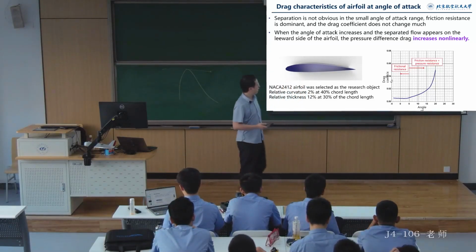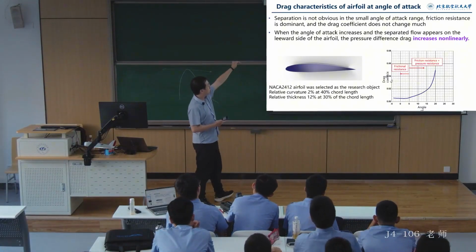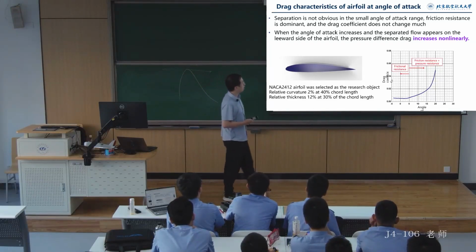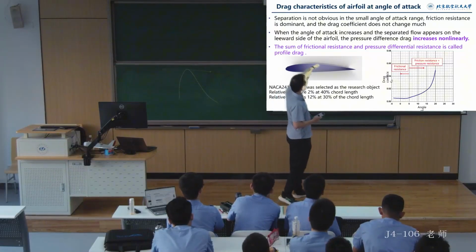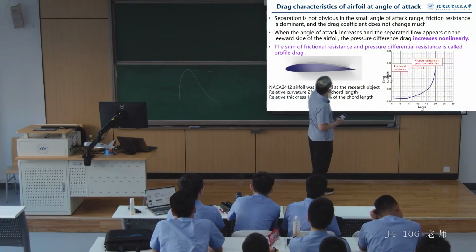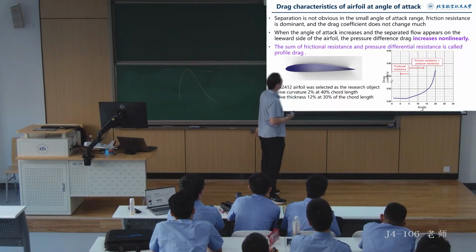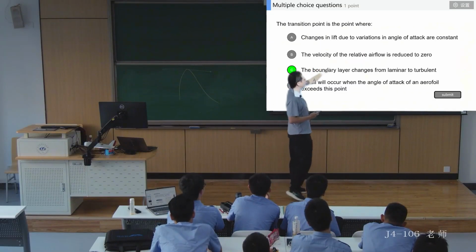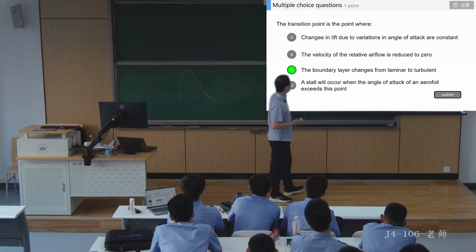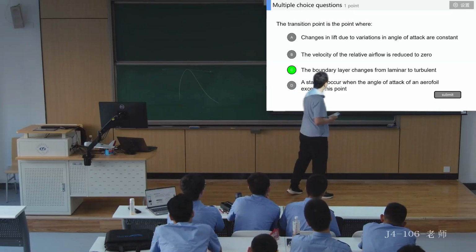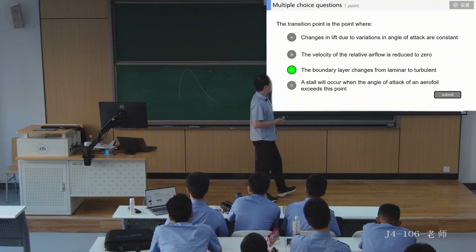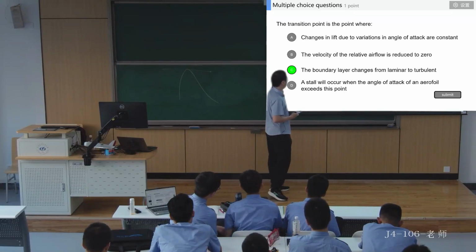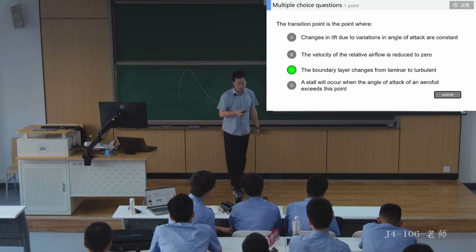All right, now please think about this question. What is the definition of the transition point? A, it refers to the point where lift changes due to changes in the angle of attack. B, it is the point where the relative speed decreases to zero. C is the point where the boundary layer transitions from laminar to turbulent flow. D, it is the angle of attack beyond which the airfoil will stall. What is the definition of the transition point? Please answer.